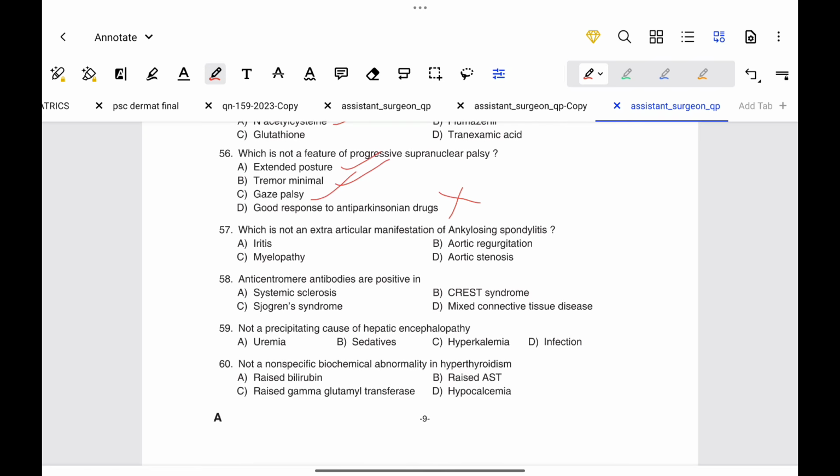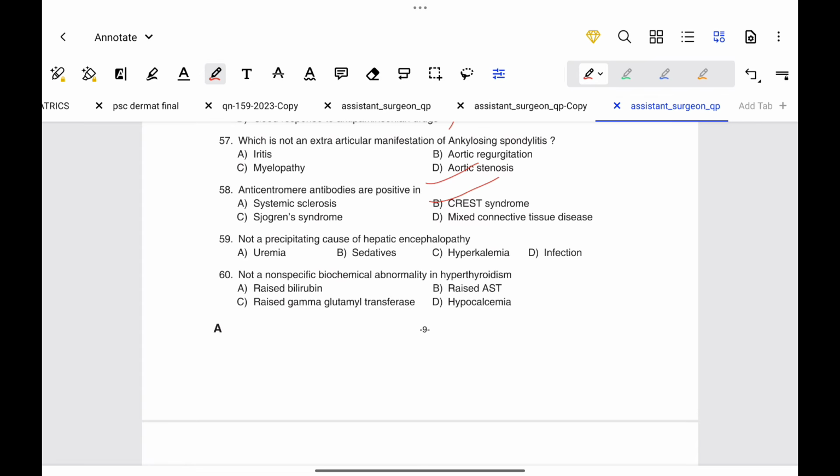Which is not an extra-articular manifestation of ankylosing spondylitis? Option D, aortic stenosis. Anti-centromere antibodies are positive in CREST syndrome. Not a precipitating cause of hepatic encephalopathy: hyperkalemia. Not a non-specific biochemical abnormality in hyperthyroidism. Here the answer is hypocalcemia.